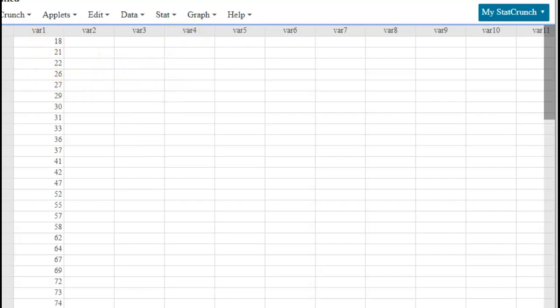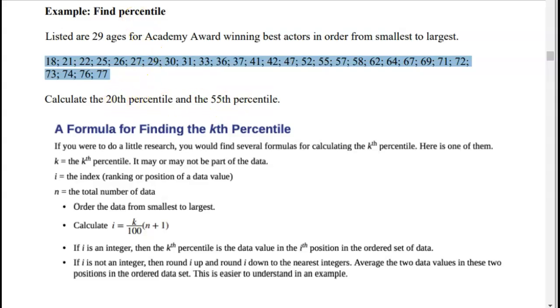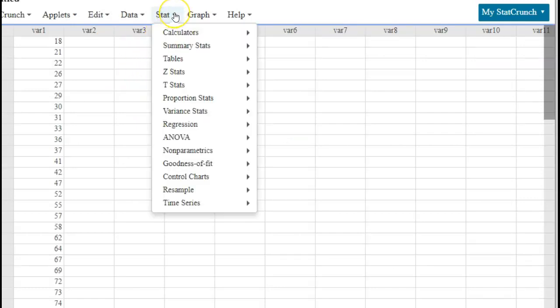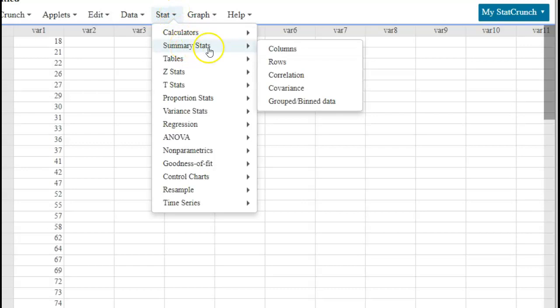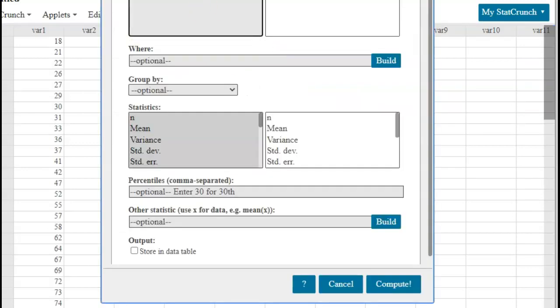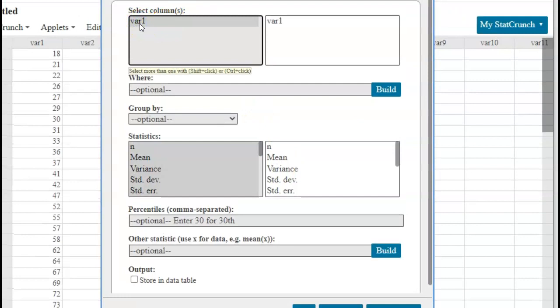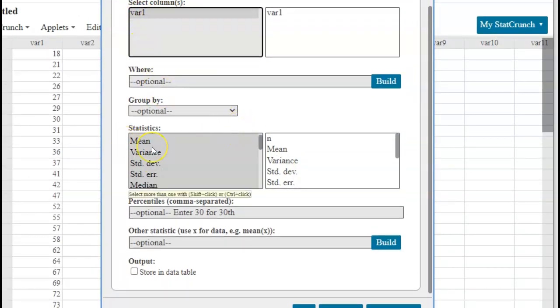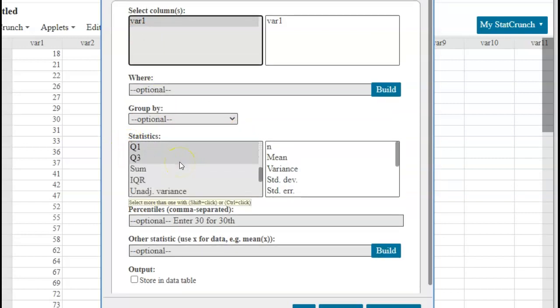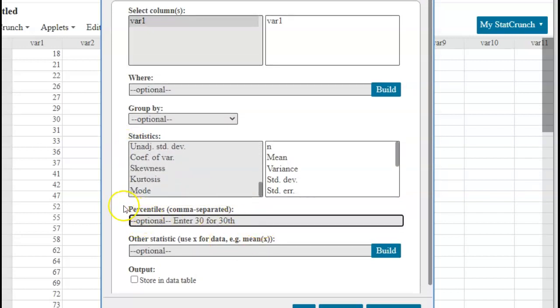All right, so we want to find the 20th and the 55th percentiles. What you do, you're going to go to Stat and you go to Summary Stats by columns. We choose the column that we have, var1. Automatically they give you some summary stats like the mean, standard deviation and so on. You can keep those selected, they're useful. But in here, it says percentile, comma separated. So we want the 20th and the 55th. You can just put 20 and comma 55. And we're going to hit compute.